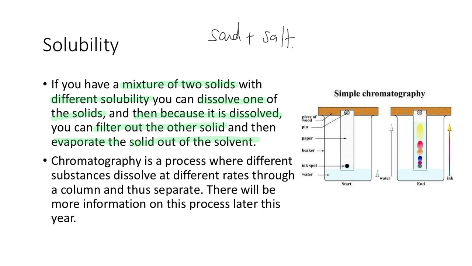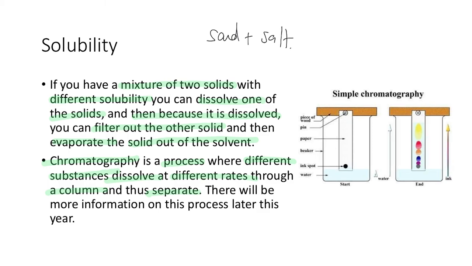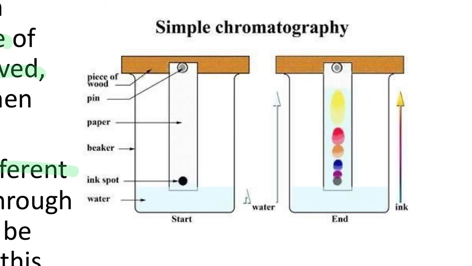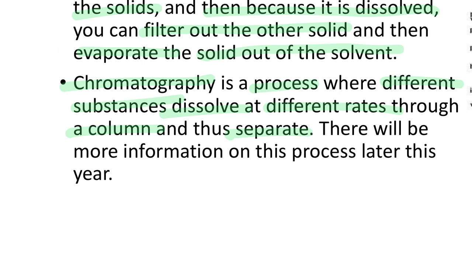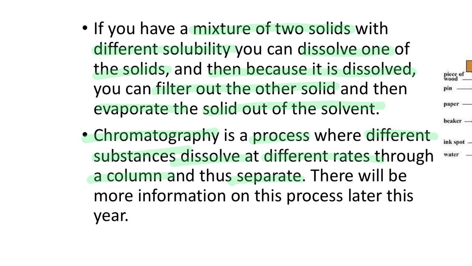Another way of separating by solubility is chromatography, which is a process where different substances dissolve at different rates through a column and thus separate. Maybe you've seen this in year 7 or year 8. You have black ink, and it's made up of many different inks. They dissolve at different rates. The ones that dissolve the best and the fastest go further up the paper. The ones that don't dissolve very well end up at the bottom of the paper. And that is chromatography, which we will be learning much more about later on this year. So more information to process later.